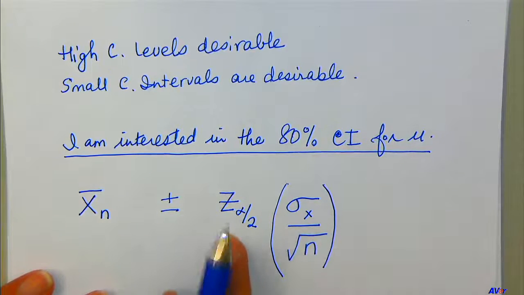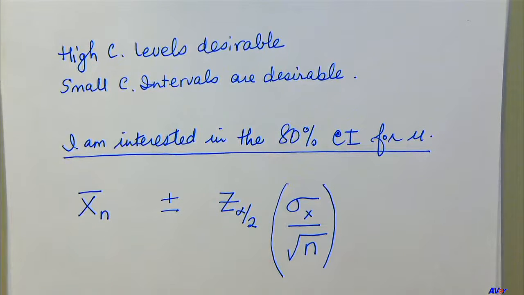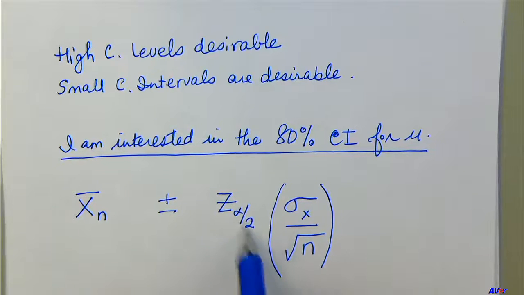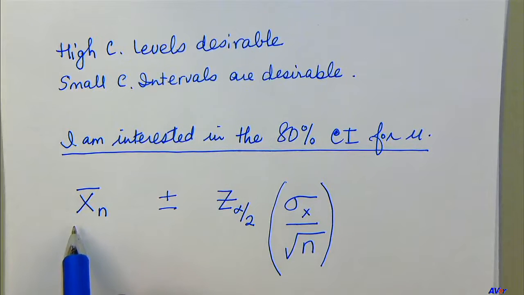Z alpha over 2 is the Z value such that alpha over 2 is the area in the right tail. Remember how Z something is defined? Z beta is defined such that beta is the area in the right tail past that value. So here my beta is alpha over 2. I'll explain further. And this is the point estimate.